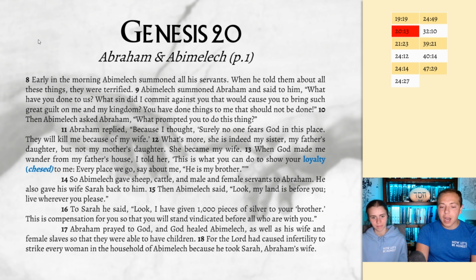Abraham prayed to God, and God healed Abimelech, as well as his wife and female slaves, so that they were able to have children. And this is the kicker. For the Lord had caused infertility to strike every woman in the household of Abimelech, because he took Sarah, Abraham's wife. Like, I like that was not revealed until the end. Yeah. Because you're like, wait, what?